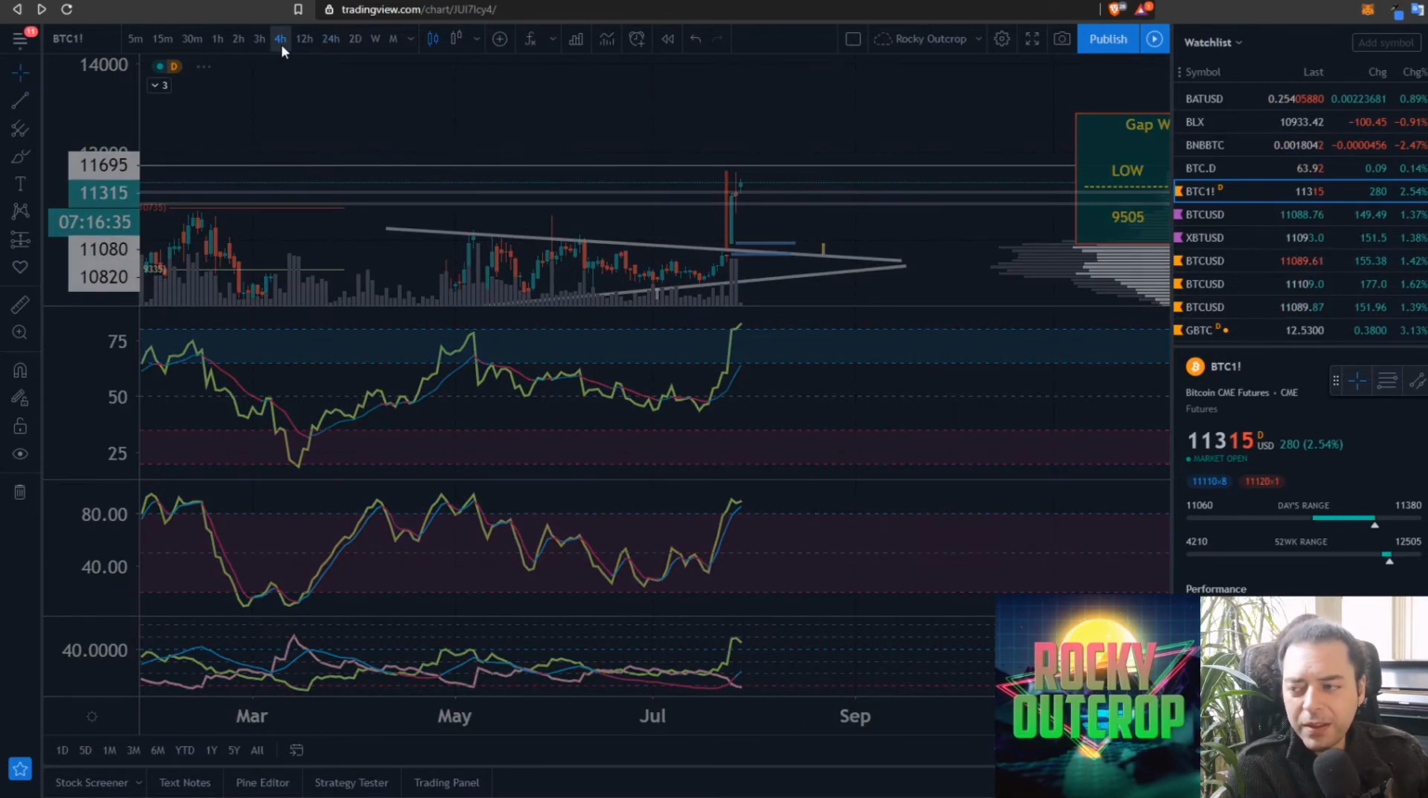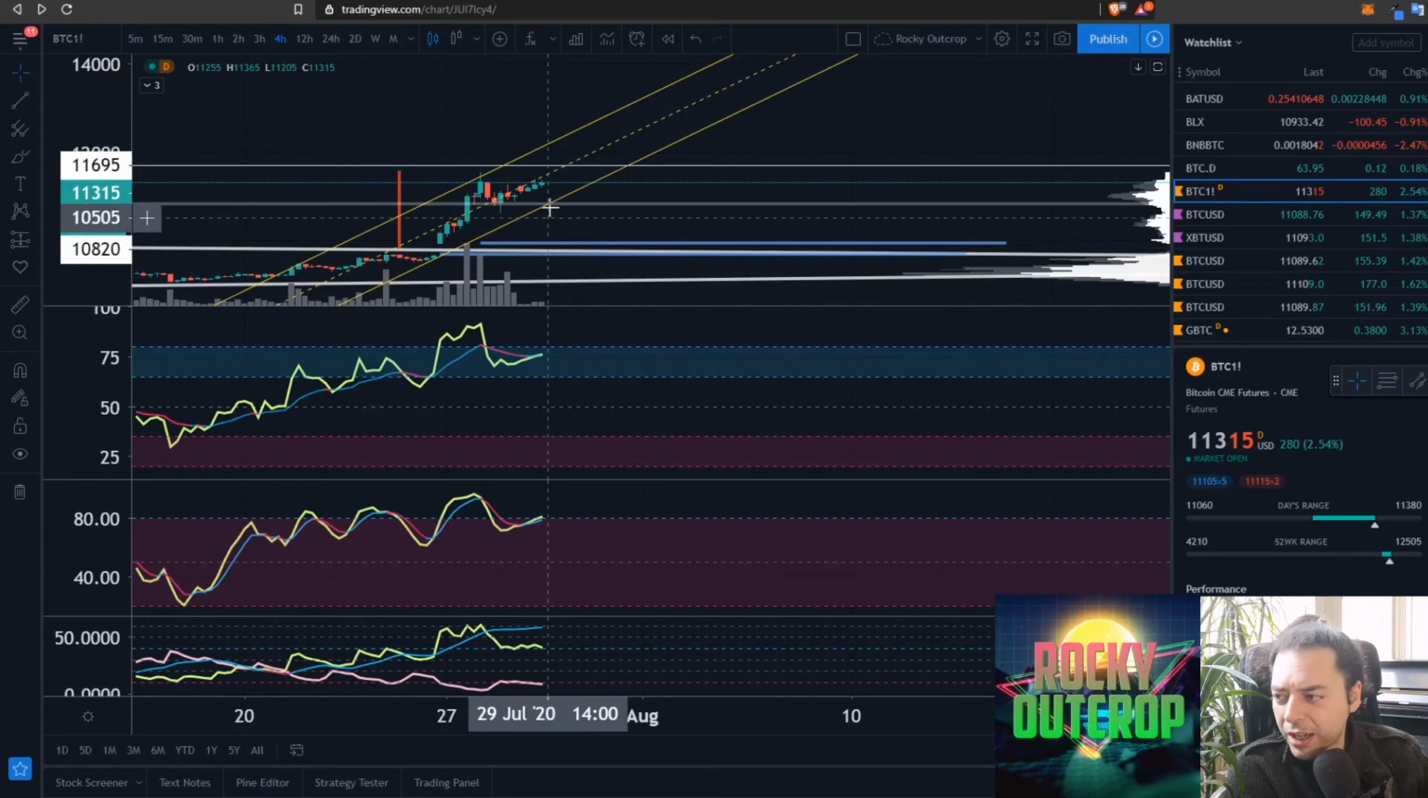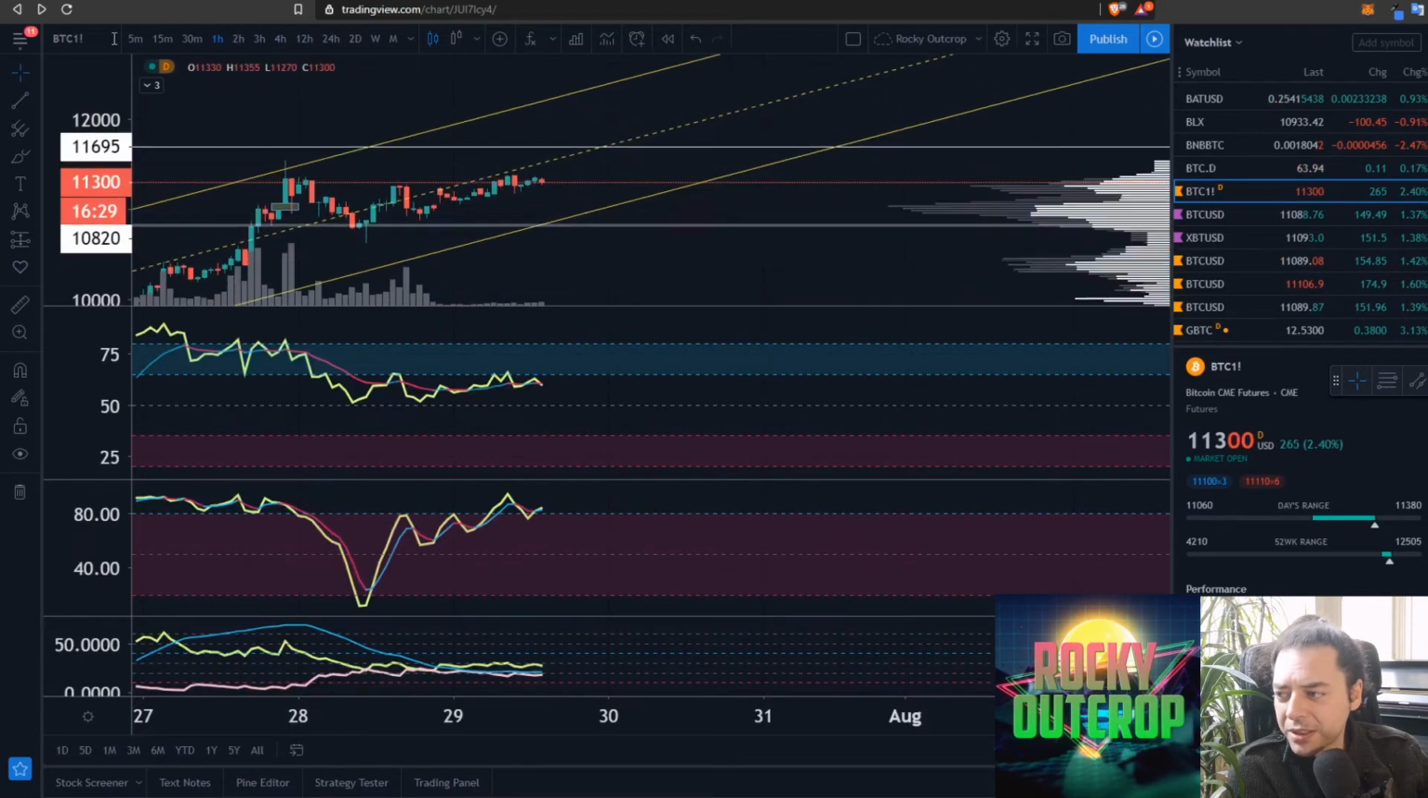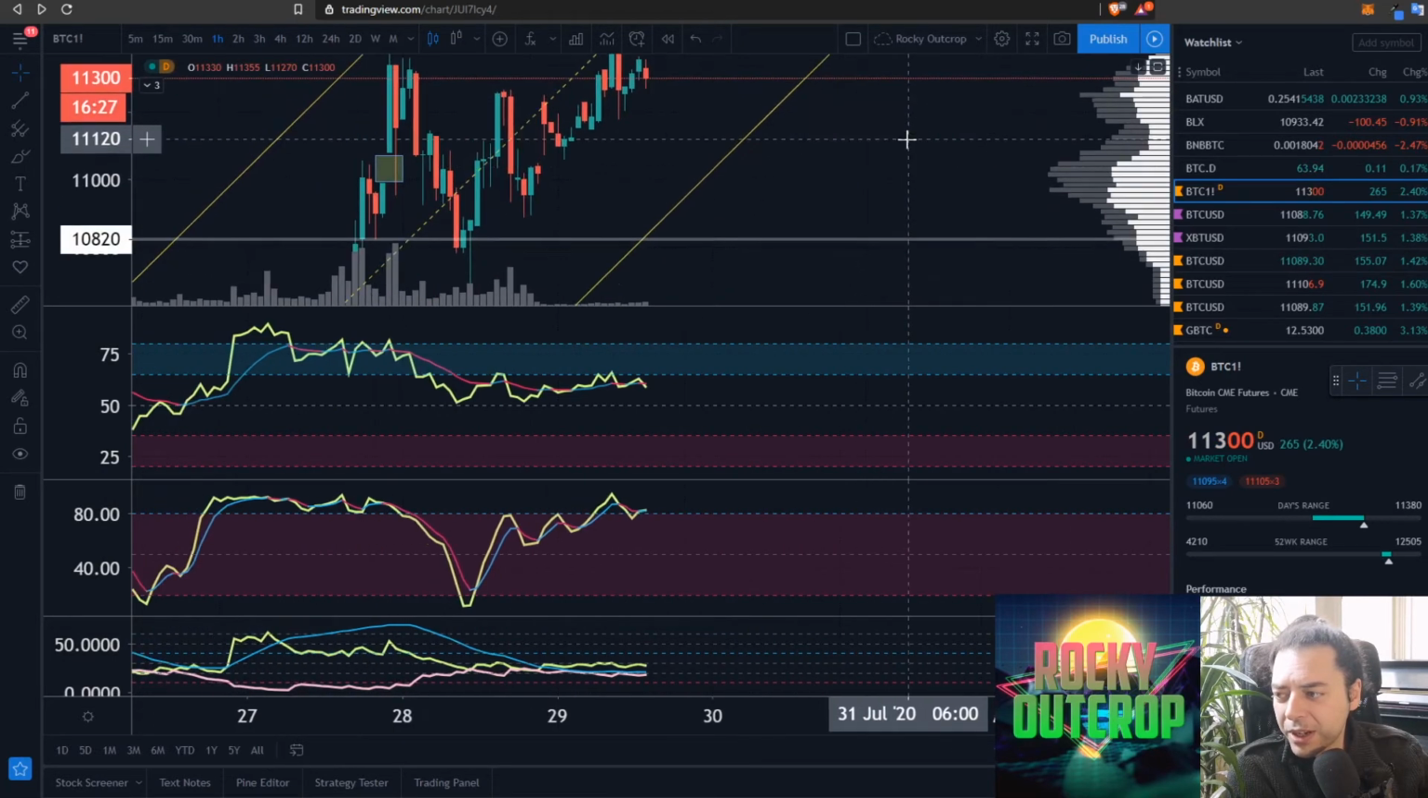If we go down the time frames, we'll probably come across a gap. Maybe we have to look down at the 1 hour time frame just to see if there is one on here. Look at that, it got pretty darn close to being filled.